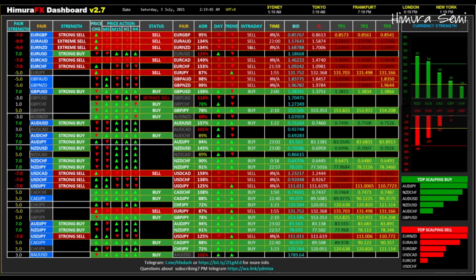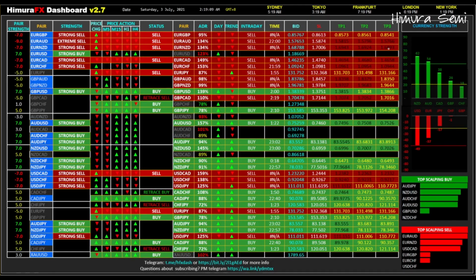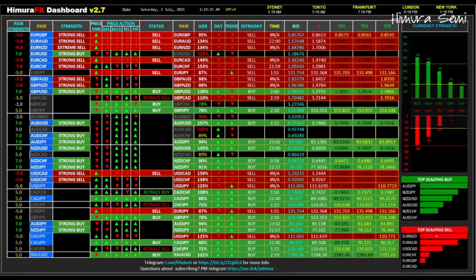Look, the intraday direction is following its current trend. That's very nice. Now we know, eventually, the Euro New Zealand dollar was the best pair to trade, as all these TP1, TP2, and TP3 have already been hit. What an awesome pair it was. Look, Euro New Zealand dollar is listed at the top of scalping sell with its bar in full length. We know that currently, Euro New Zealand dollar is the most active and fast-moving sell pair.